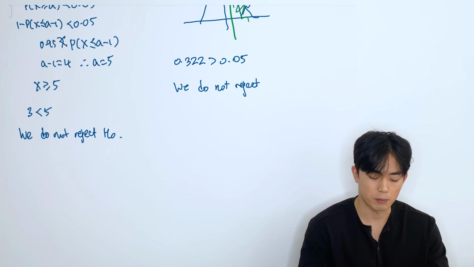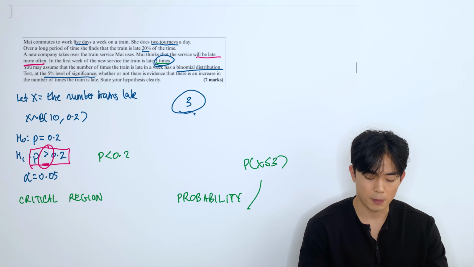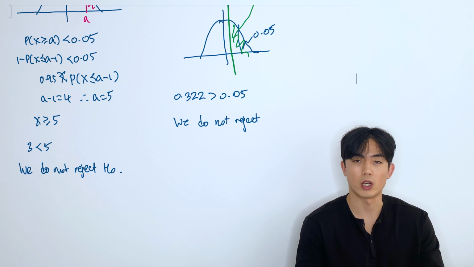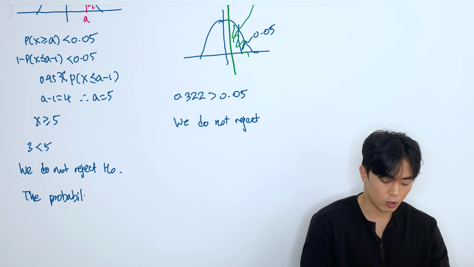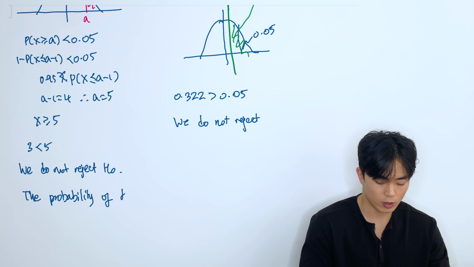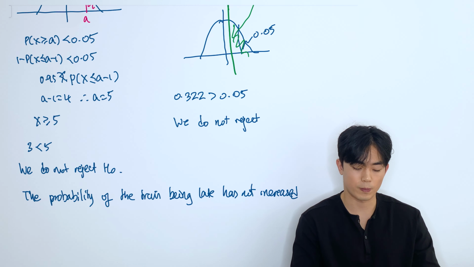So the question is, May is claiming that the probability of the trains being late has increased, but we found out that it's not increased. We don't reject the original one, so we say the probability of the train being late has not increased. Okay, so this is answering in the context of the question.